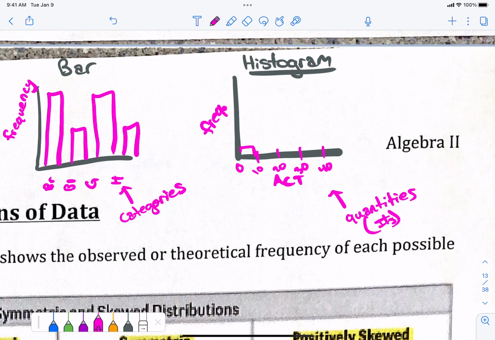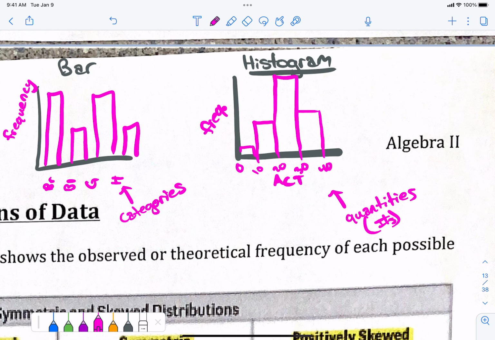Okay, 10 to 20, let's say we had 4 people score between a 10 and a 20 on the ACT. Some people got 19s, which is a decent score. It's all right. 20 to 30, you're going to have probably the majority of the people, 25-ish, 22-ish. You might have some 29s or something like that. And then let's say that you've got a couple of them that are scoring between 30 and 40, all right?